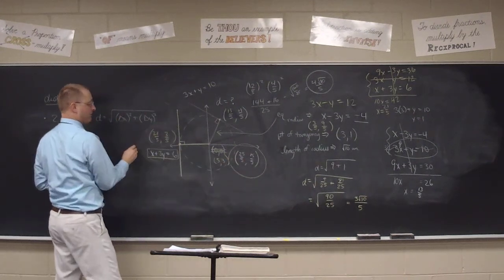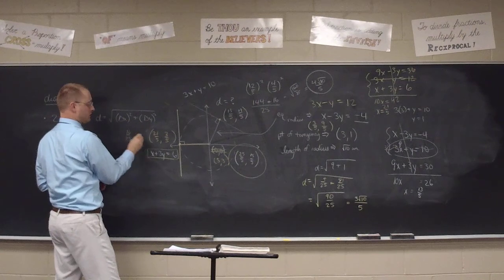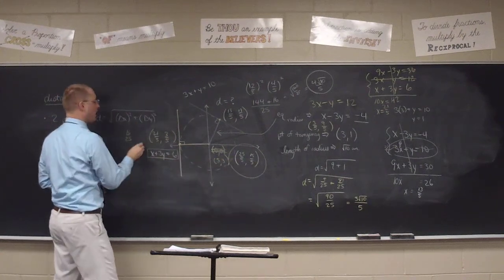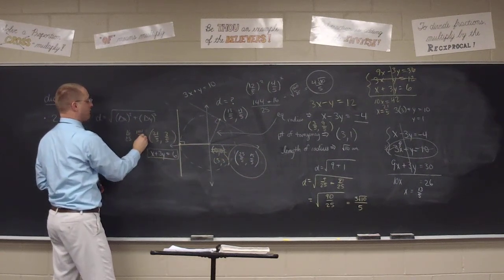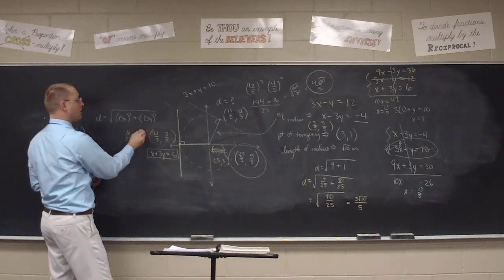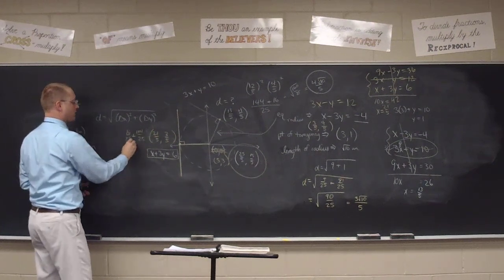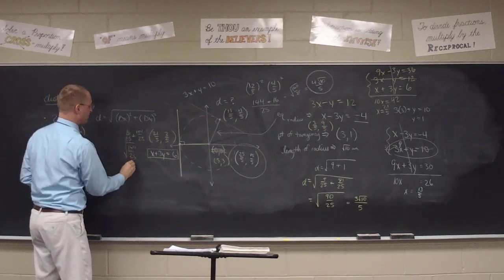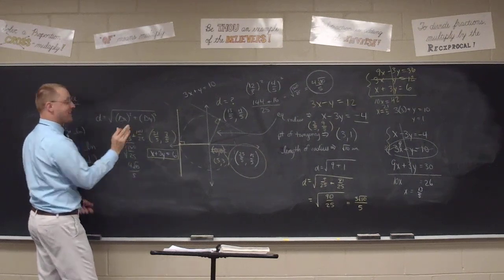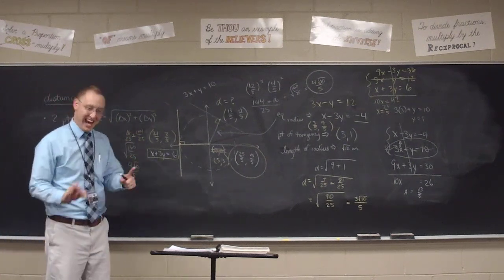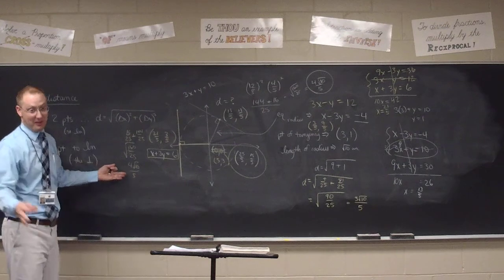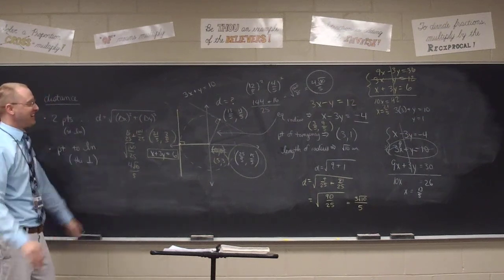4 fifths. 4 fifths squared is 16 over 25. Change in y? 12 fifths. 144 over 25. You see where this is going? Sure enough, we get the square root of 160 over 25. We get the 4 square root of 10 over 5. Yes, these are both tangent to that circle. They have an awful looking radius length, but they're there, okay?